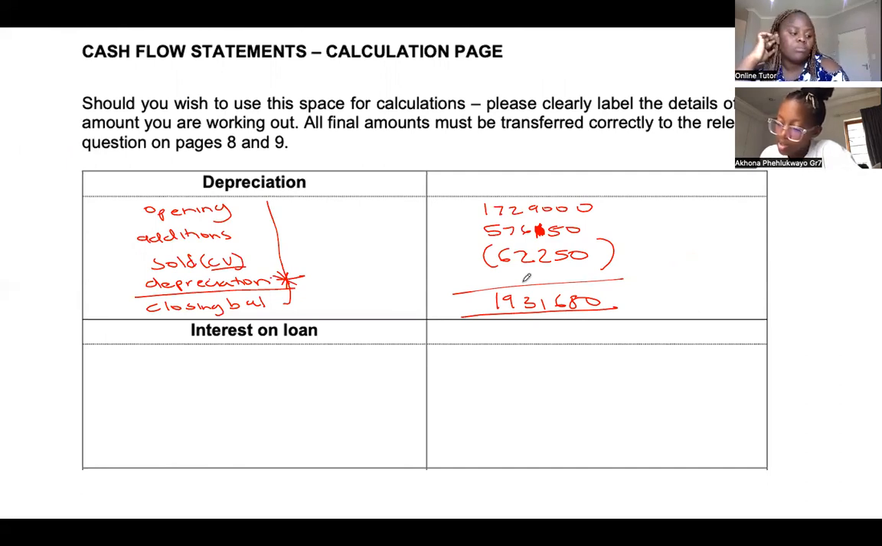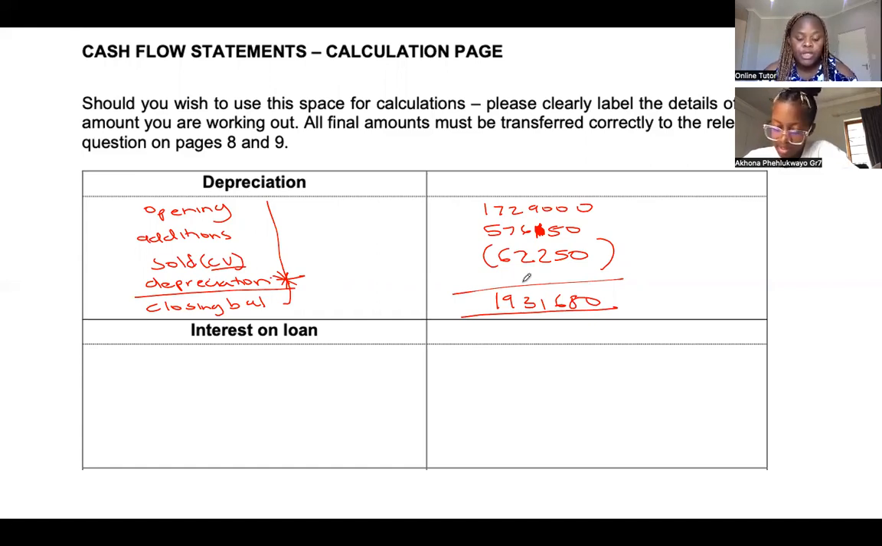31680 plus 62250 minus 57650, 7291. I got 688780 for depreciation, I don't seem to agree. So let's do it together. Did you start down and work your way up?